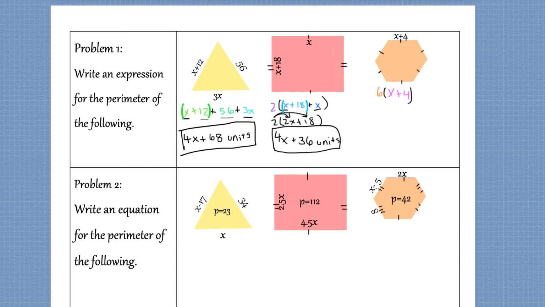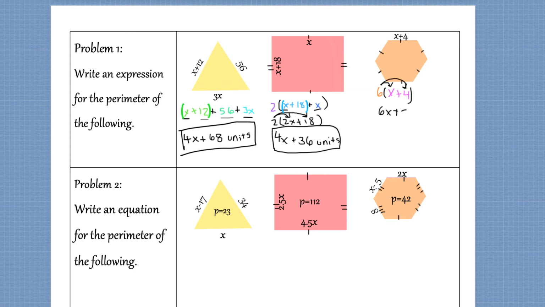We are multiplying everything by 6 because we need 6 of these x plus 4 sides. So instead of just adding x plus 4 six times, we can just multiply x plus 4 by 6. To solve this, we are going to use the distributive property since there is nothing to simplify inside the parentheses. So x times 6 is equal to 6x, and x times 4 is equal to 24.